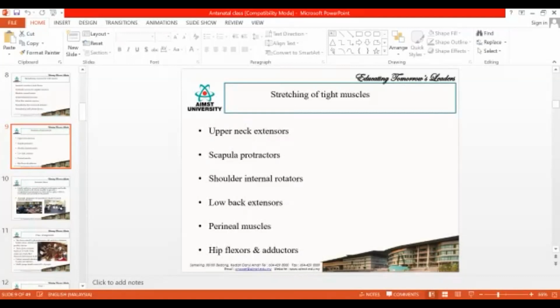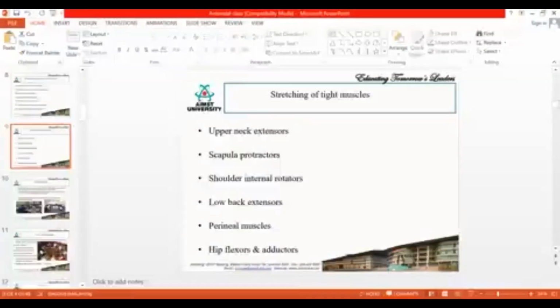Okay, so I'll show you the video later. So that is for your pectoralis major stretching. Okay, then for shoulder internal rotators, you can do shoulder external rotation, or you can also hold the hand behind and you can do internal external rotation. So that also will help you to stretch shoulder internal rotation. Then low back, you cannot position the patient in prone lying and do the stretching. Instead, you can ask them to stand and do hyperextension. Okay, so that will help you to stretch the muscle.